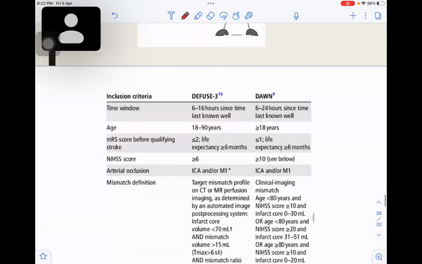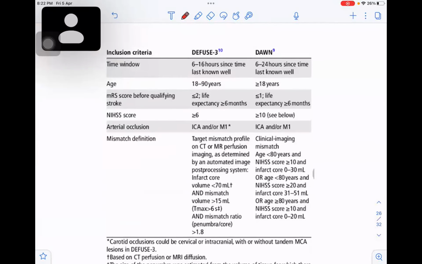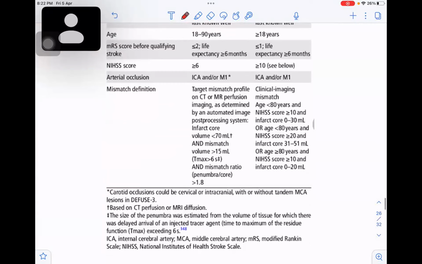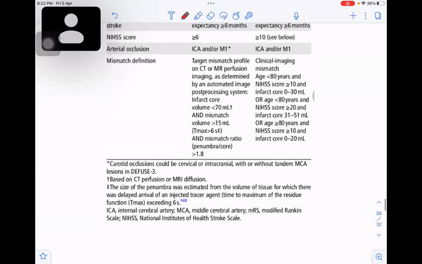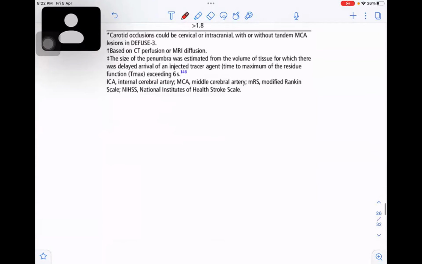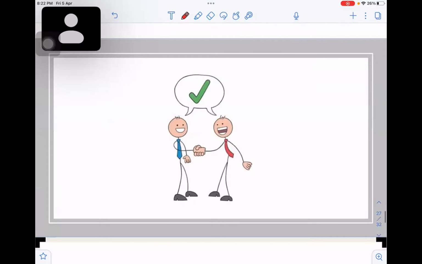And there is this table here, which shows differences between DEFUSE and the DAWN. Almost all of them were similar. Just in the time window, you can see that it is only till 16 hours, and in DAWN it is 24 hours. The rest of the things are the same, but there is some mismatch definition which is different, which I've already discussed.